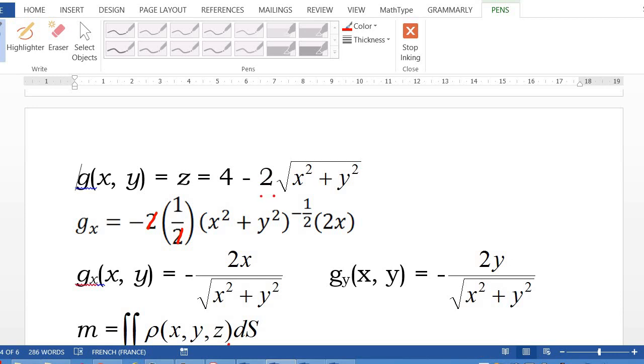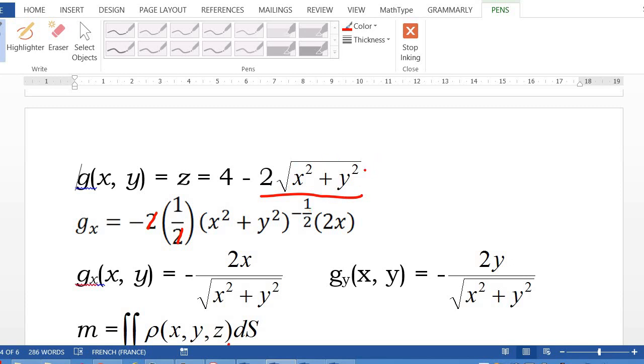Now for this term, remember the square root is power half, so you have negative 2 times x squared plus y squared to the power of half. For differentiation of a power, you bring the power down to multiply. So you have half, and then x squared plus y squared to the power of half minus 1. Half minus 1 becomes minus half.